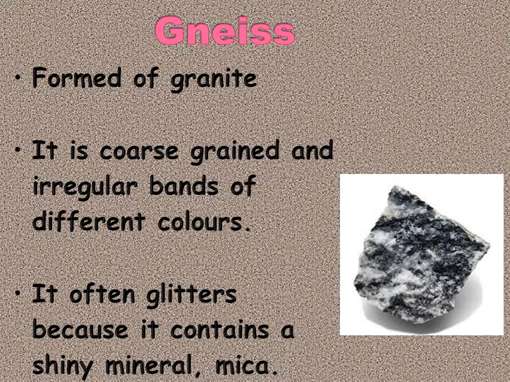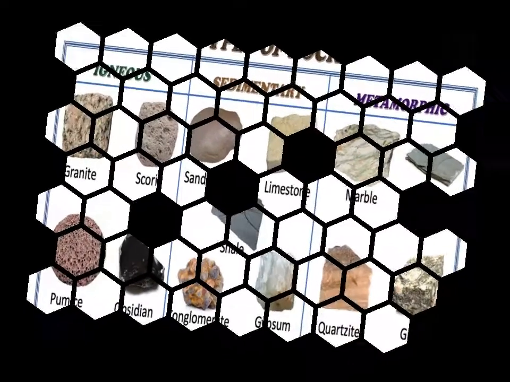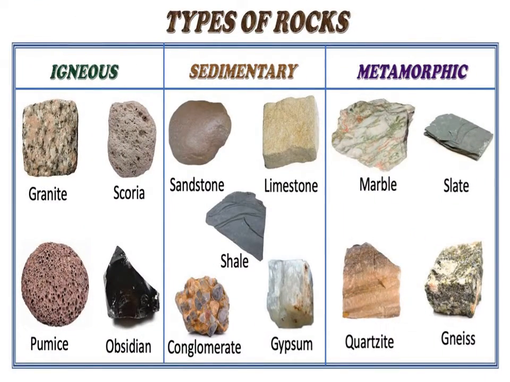Gneiss is formed from granite. It is very coarse grained and has irregular bands of different colors. It often glitters because it contains a shiny mineral called mica. Here are a few examples of various types of rocks for your reference.